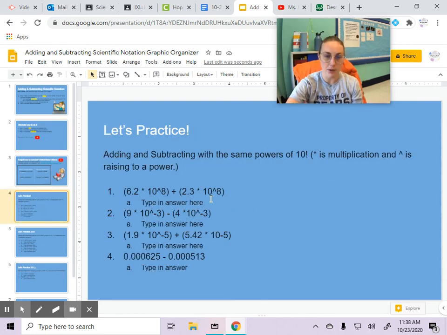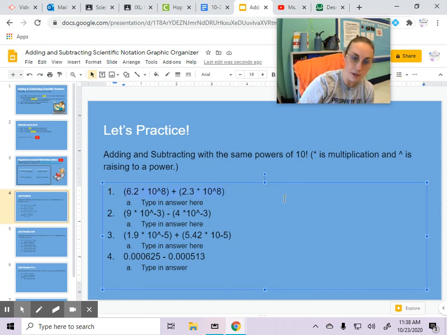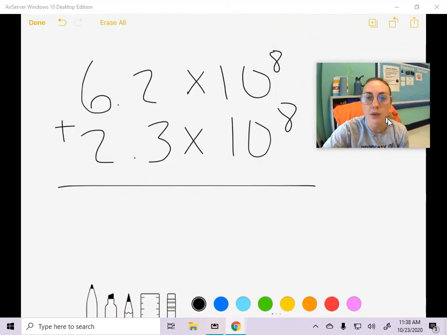So the first example we're going to do is this one right here. Let me write it down on here real quick. We have 6.2, and we're going to multiply that by 10 to the 8th power. And then we have 2.3 times 10 to the 8th power. And we're going to add that. All right, so let me do this example for you real quick.